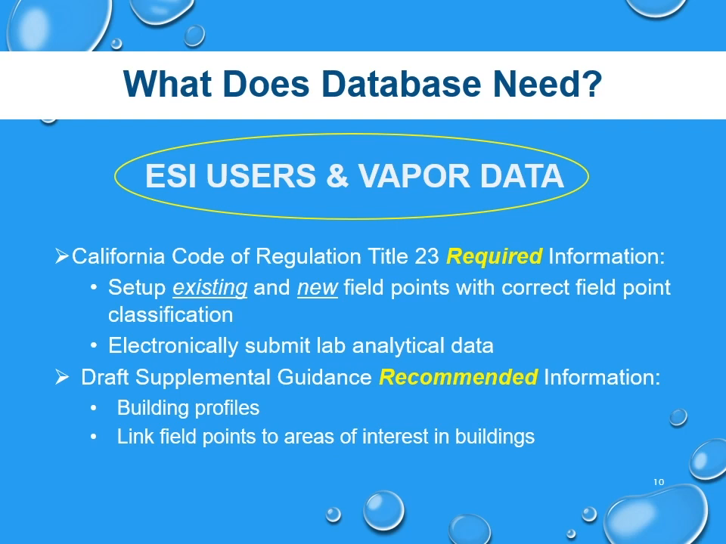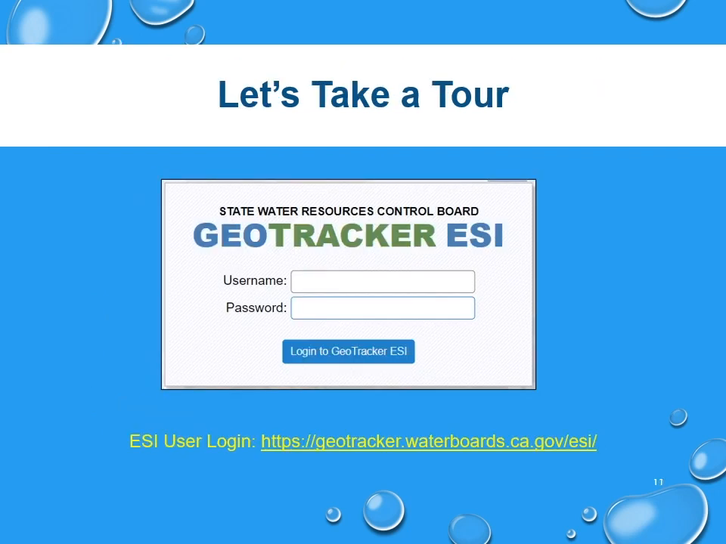The draft supplemental guidance recommends creating building profiles and linking co-located field points to areas of interest within the building to support the required information. Let's take an online tour of the expanded capabilities and new features in the ESI portal.